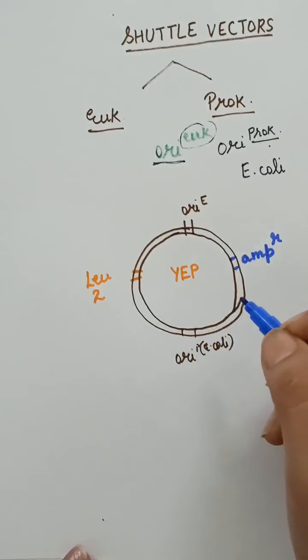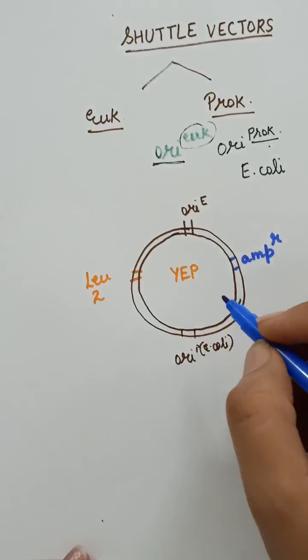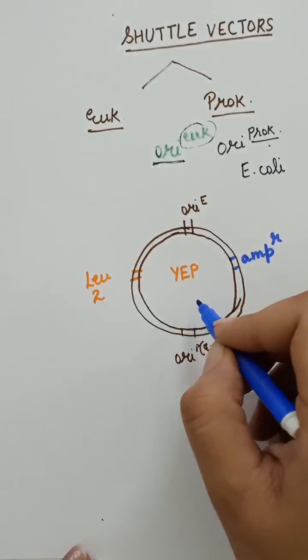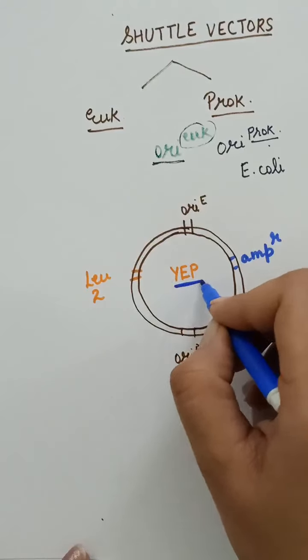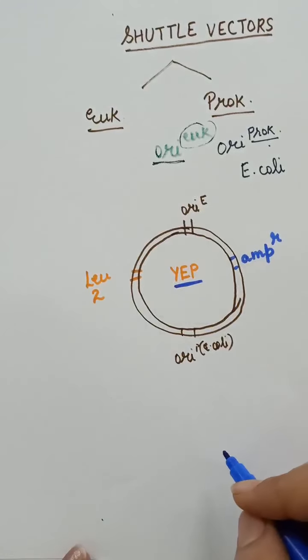This YEp, Yeast Episomal Plasmid, is an example of a shuttle vector. There are many other vectors also which act as shuttle vectors, but the most common shuttle vector which we have to study is the Yeast Episomal Plasmid. So this is the example of a shuttle vector.